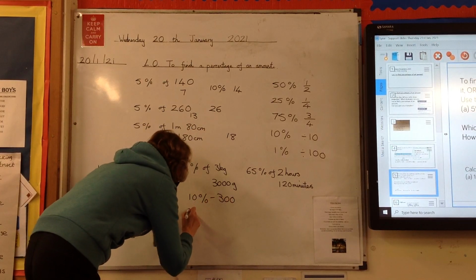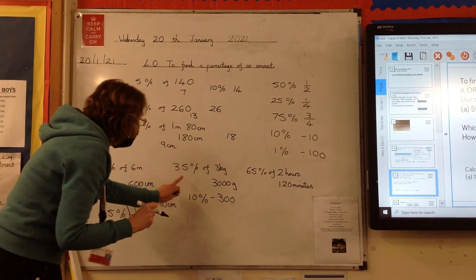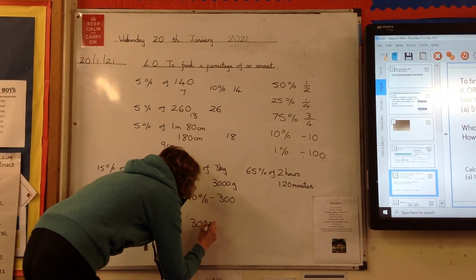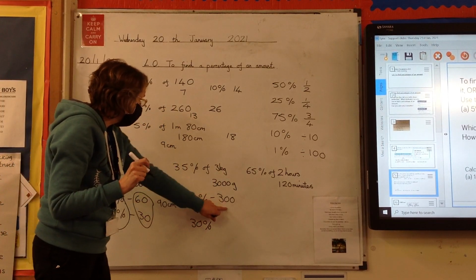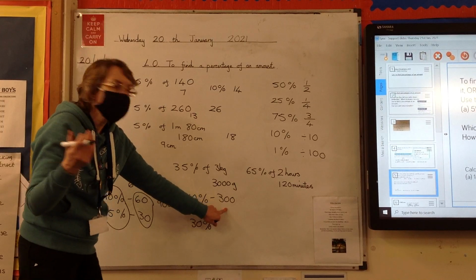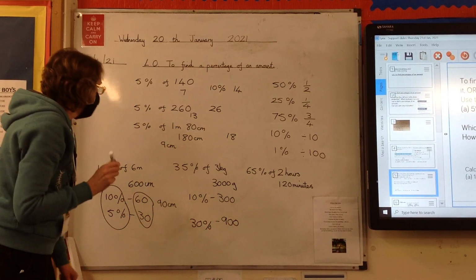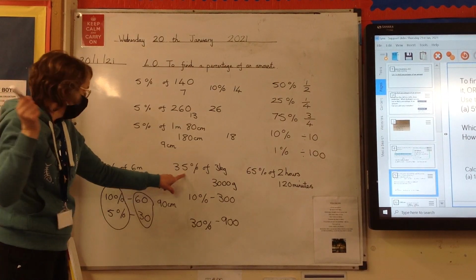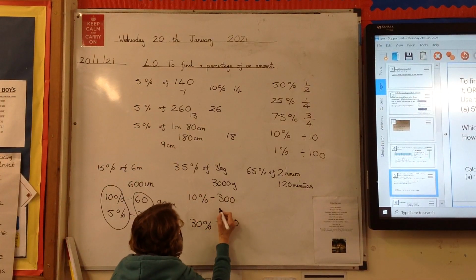So 20% will be, in fact, I don't really need to do that, because I know 10% is 300. To find 30% is just going to be 3 of those, isn't it? 3 lots of 10 make 30. So 3 lots of 300 will be 900. Okay, so now I found 30%, but I still need the 5. How can I find the 5? By halving the 10%. Yeah, half the 10%, which is 300, half of that will be 150.